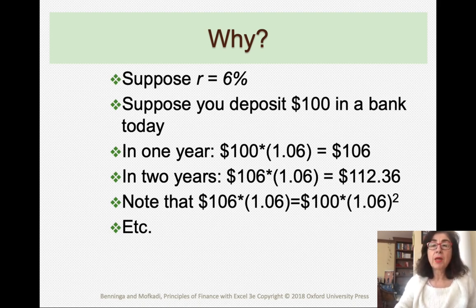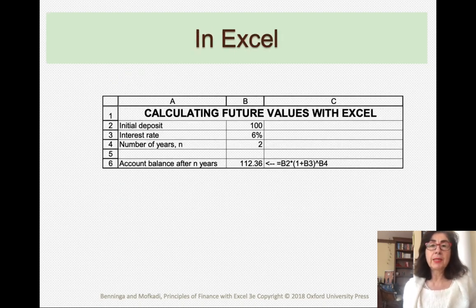$112.36, and so forth. So if we want to do this in Excel, we will put the initial deposit in a cell, the interest rate in the next cell, and the number of years in another cell. And then we are going to write down the formula the way we know it, but using Excel cell values rather than the values that are given to us.